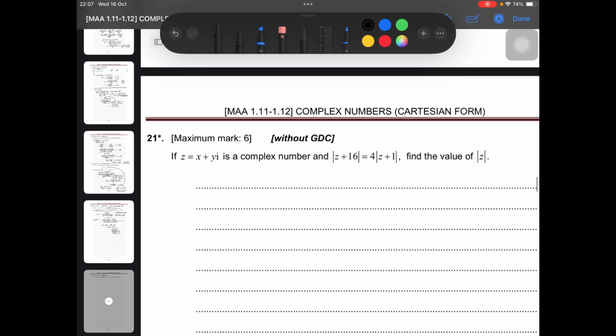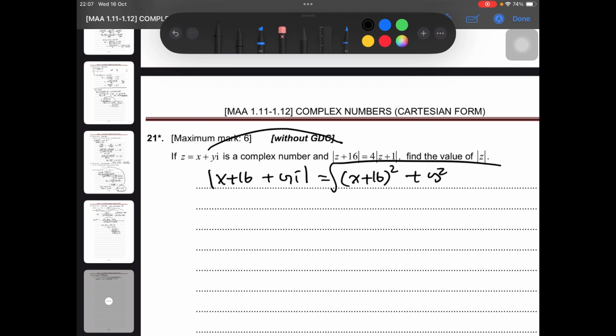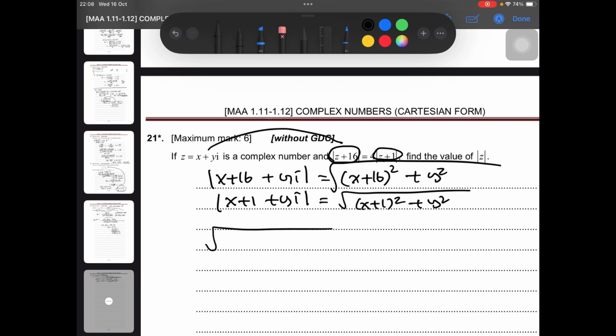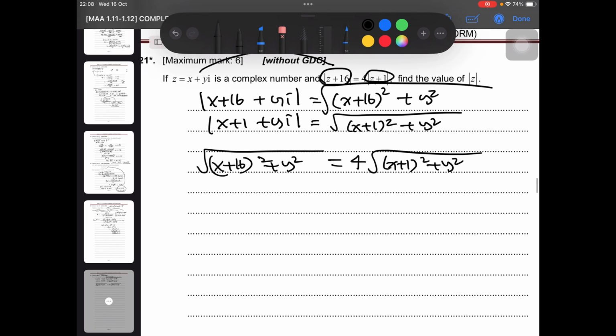And number 21. This is the complex number, and the magnitudes of those expressions have these relations. So here, the magnitude of x plus 16 plus yi is the square root of (x plus 16) squared plus y squared. And the magnitude of x plus 1 plus yi equals the square root of (x plus 1) squared plus y squared. So let me put them together. The square root of (x plus 16) squared plus y squared equals 4 times the square root of (x plus 1) squared plus y squared. When we square both sides, (x plus 16) squared plus y squared equals 16 times ((x plus 1) squared plus y squared).